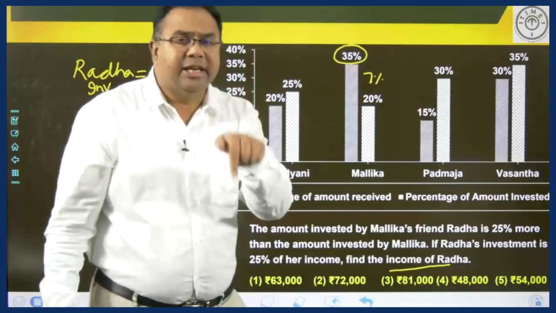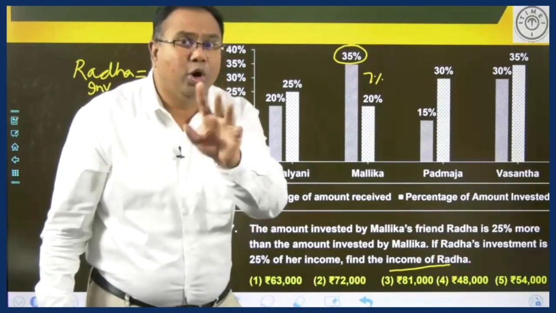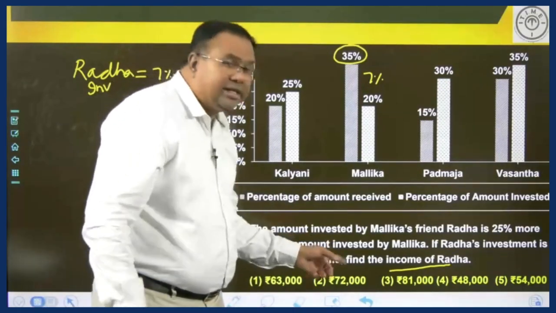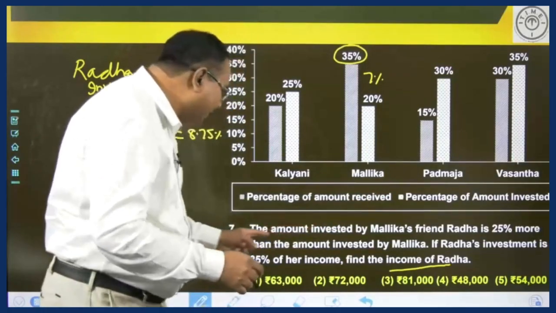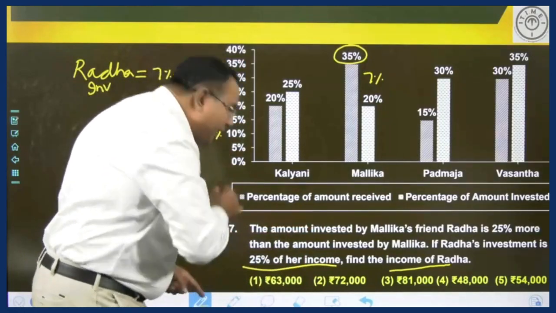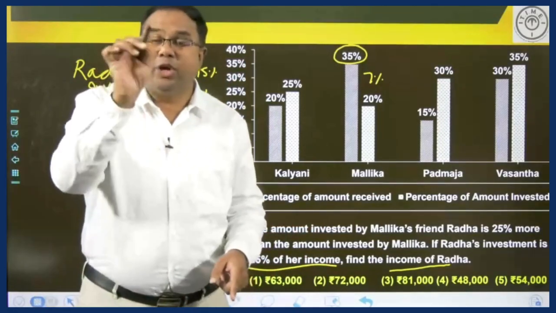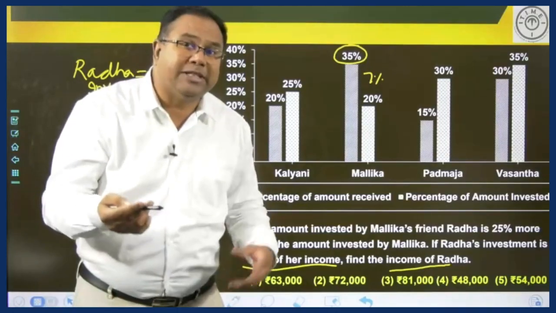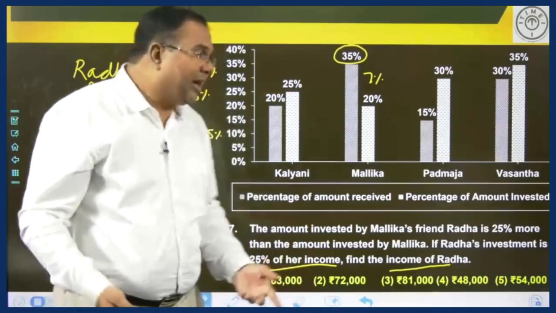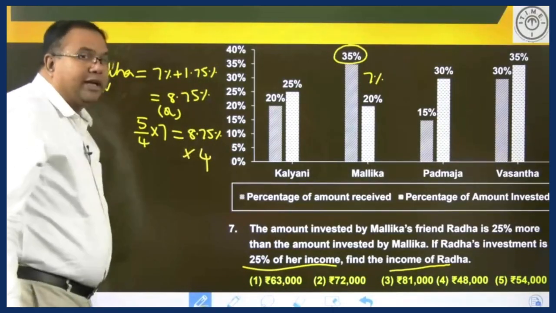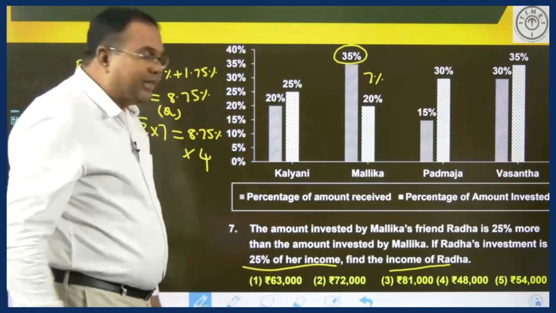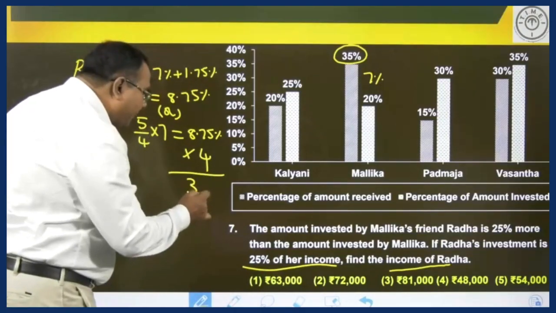Now, don't make the mistake of finding out the values anywhere. Not required. Is it my question to find the investment? No. What is my question? My question says find the income. Her investment is 25% of her income. Income should be how much percent? 100%. That means her income is 4 times her investment. 4 times 8.75: 4 eights are 32, and 0.75 into 4 is 3.